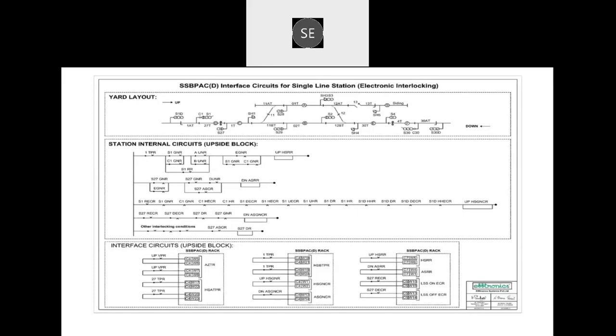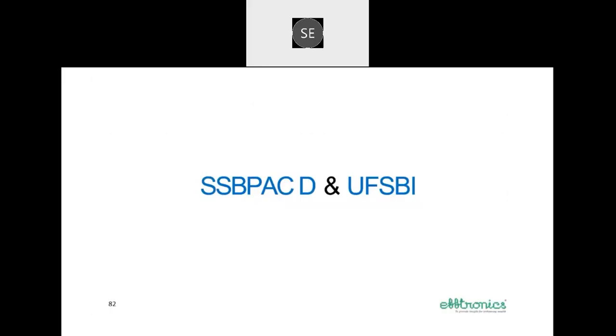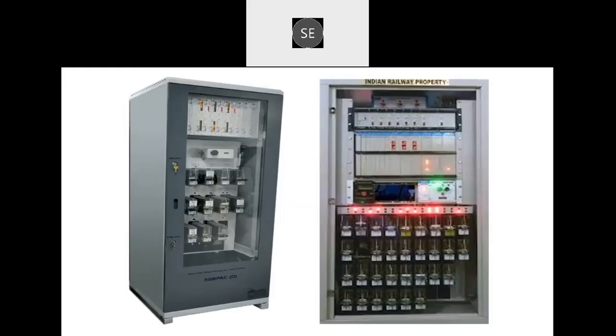So far we have covered the block instrument and its features, inputs and outputs, block operations, and interconnection of subsystems, and how it is interfaced with the station signaling. Now we will have a look at the difference between this block instrument, that is solid state block proving by axle counter, and UFSBI, just for an understanding.